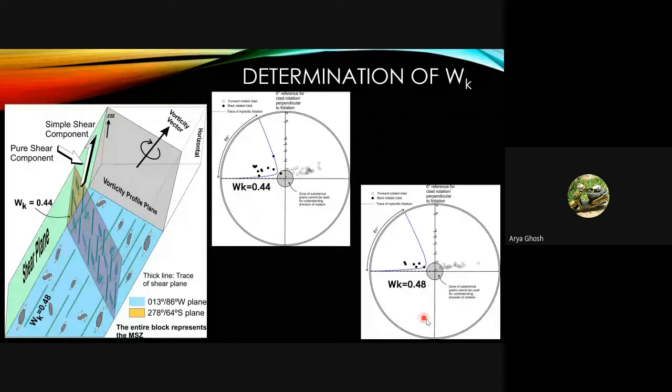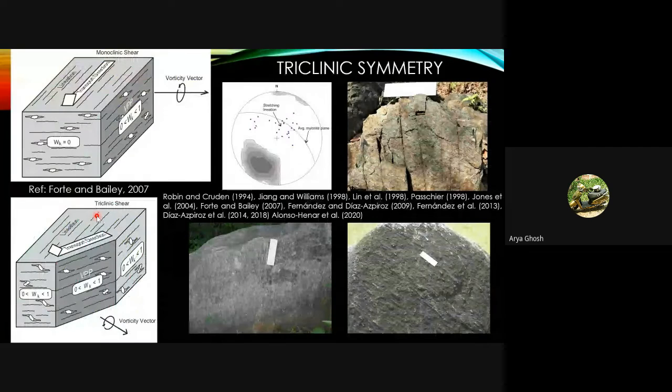Now, in two planes, we are having Wk values between 0 and 1, which has a very important significance. If we look into the work of Forte and Bailey 2007, what they said is that if a shear zone is having monoclinic symmetry, if it is a subsimple shear zone in a transpressive case, it will show only Wk values between 0 and 1 on the vorticity profile plane.